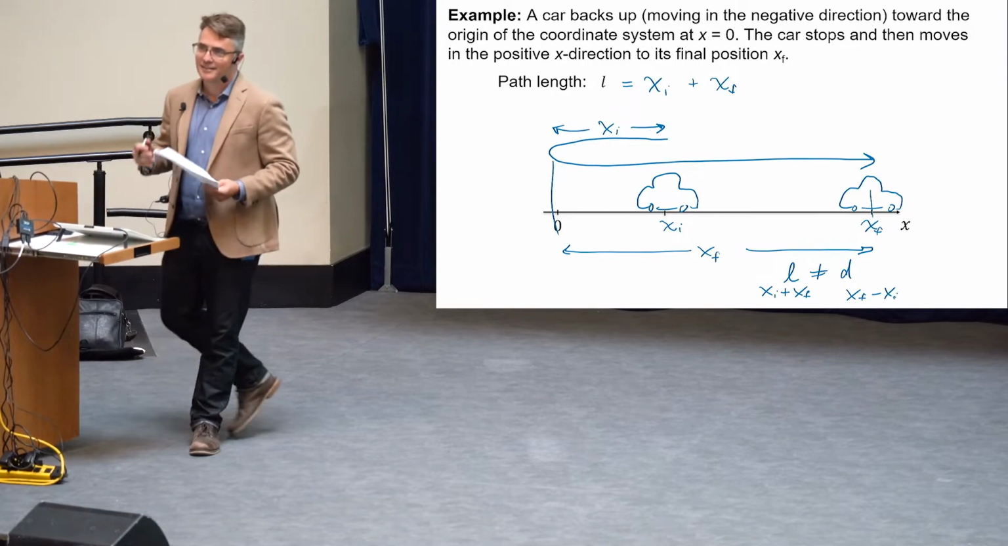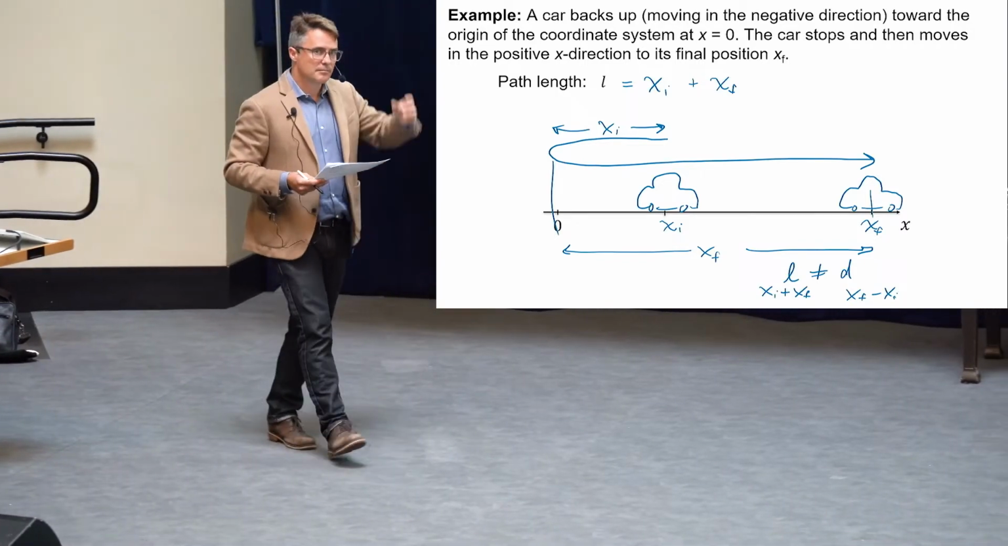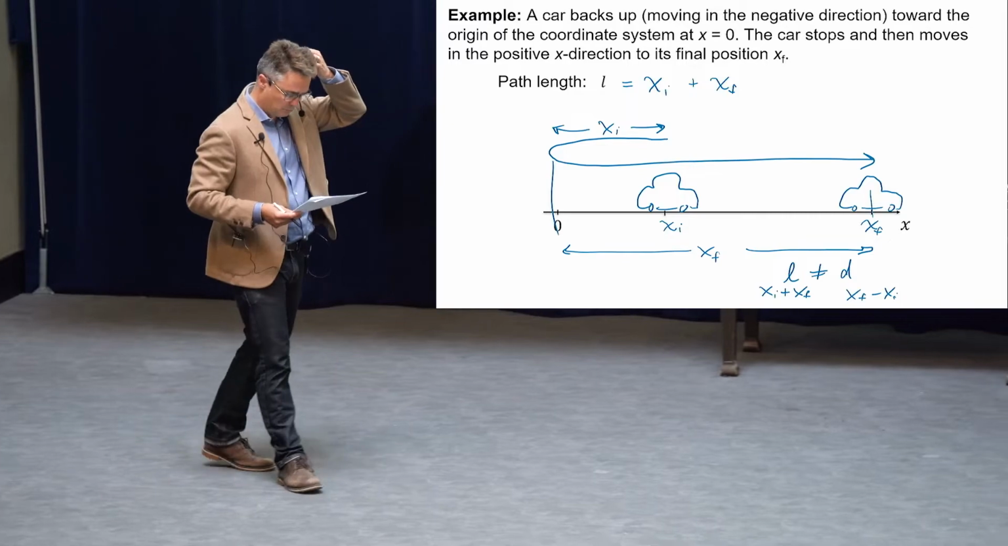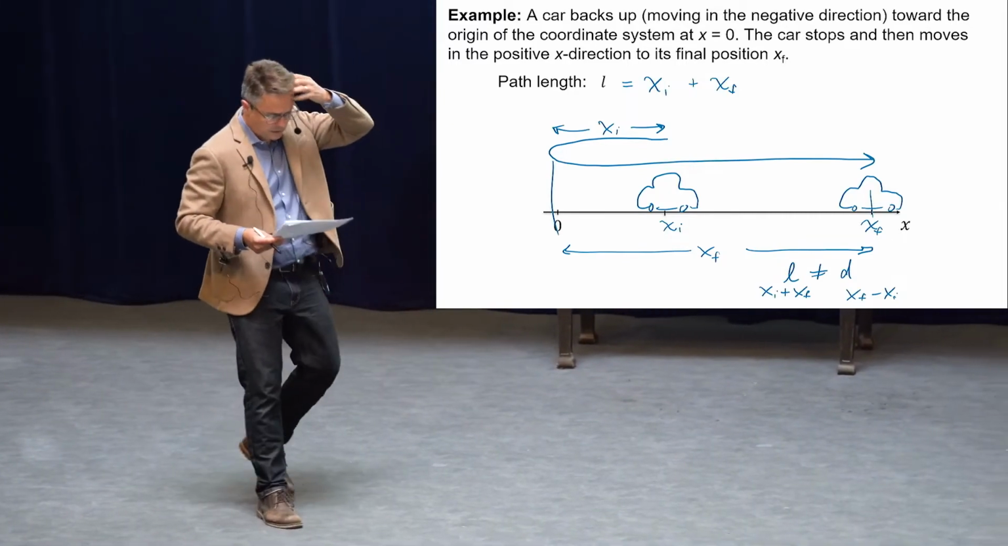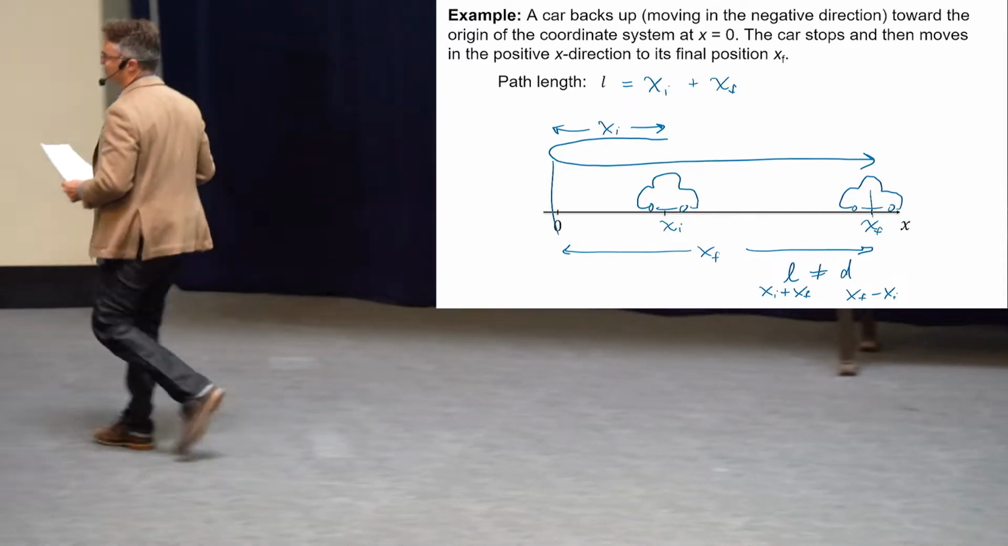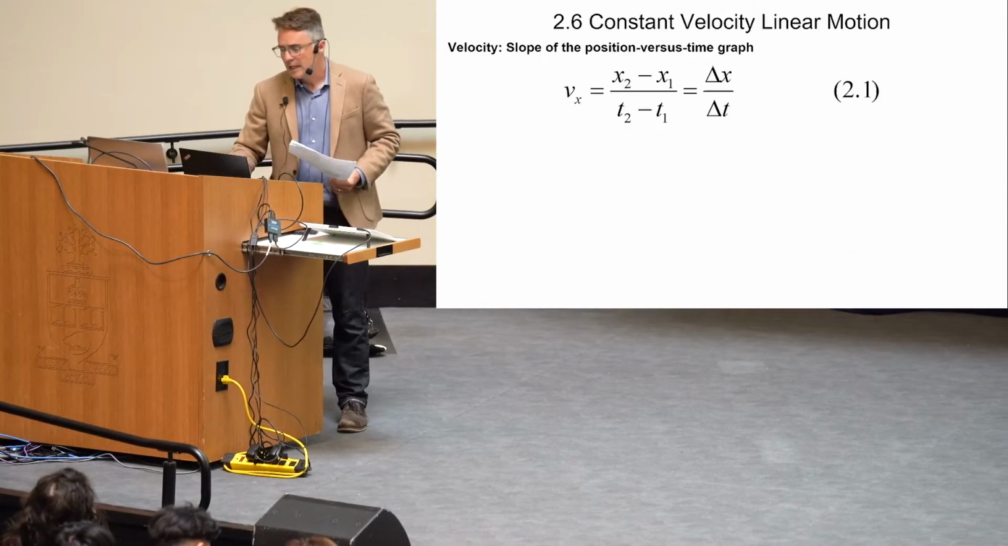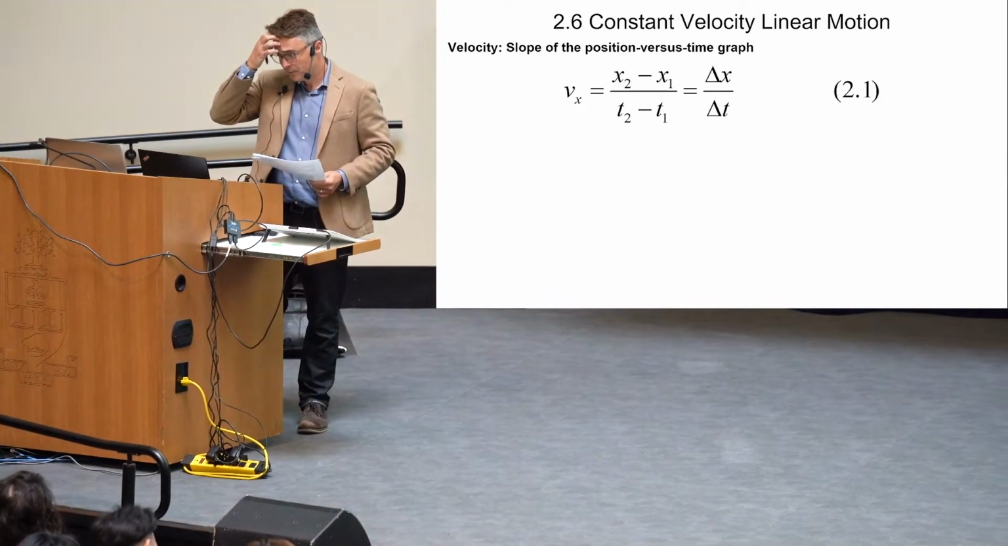Distance just meaning, in this case, with this textbook, it means the magnitude of the displacement vector. Okay, hopefully that is helpful. The next thing is velocity, and then we'll kind of be done.